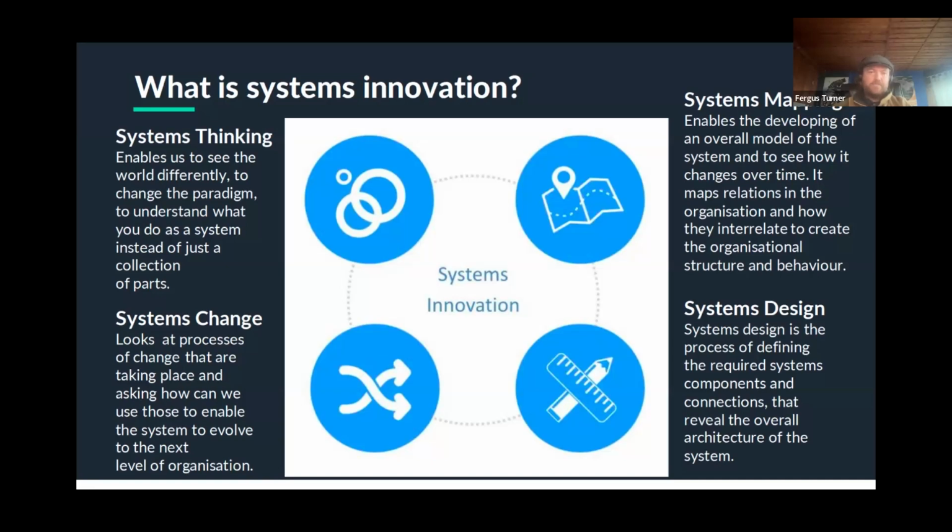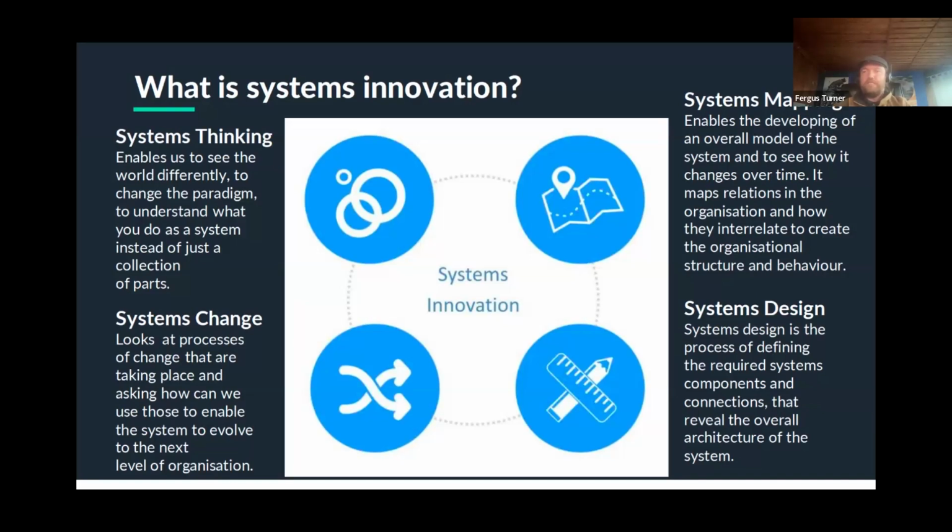When we say systems change, we're looking at the processes of change that are taking place and asking how we can use those to enable the system to evolve and to really find that transition zone, whatever your organizational, institutional challenge might be that you bring into this course. The idea is to look at these different processes differently and enable, through tools and praxis, a new way of thinking, a new way of doing.